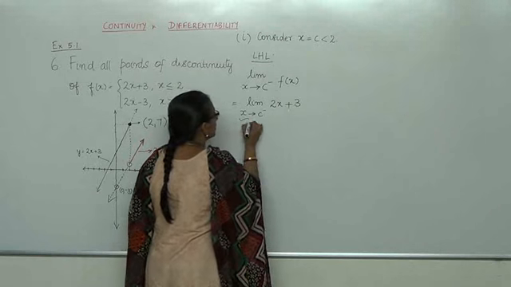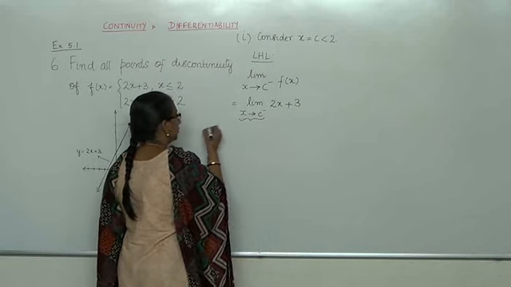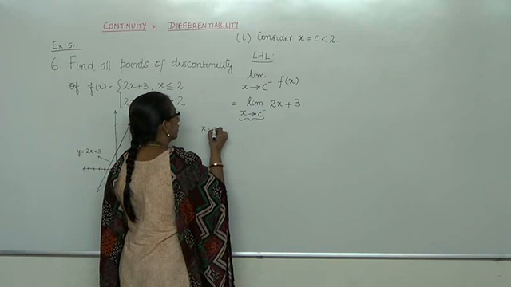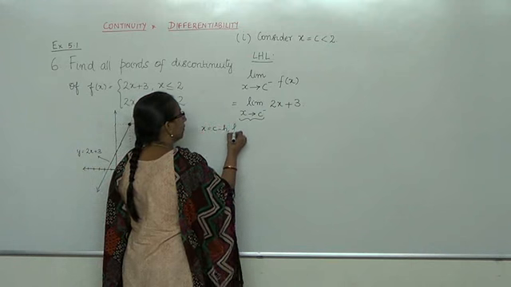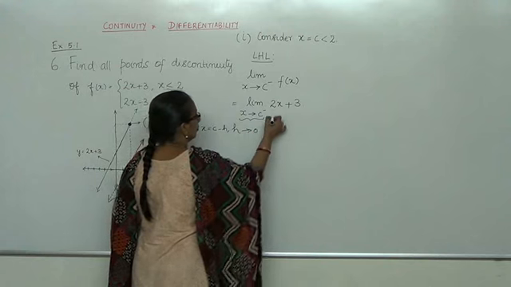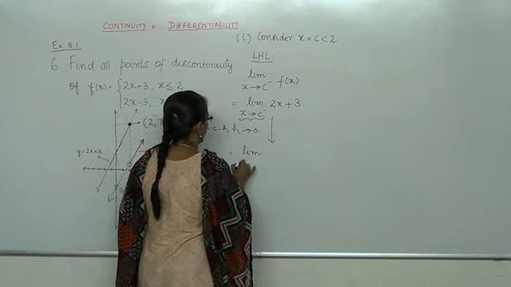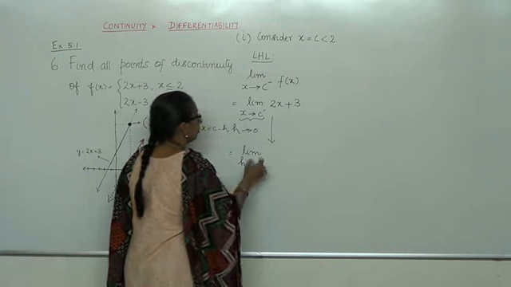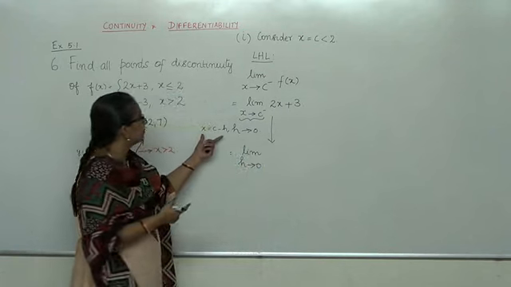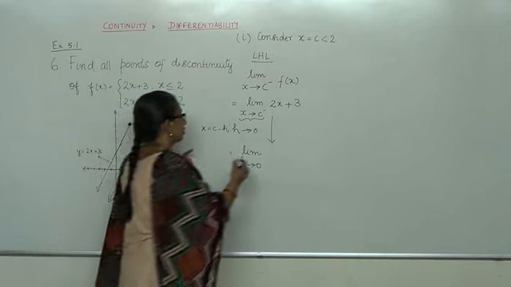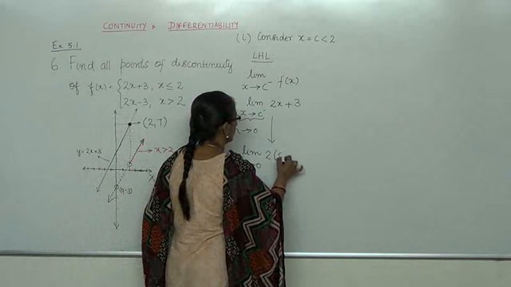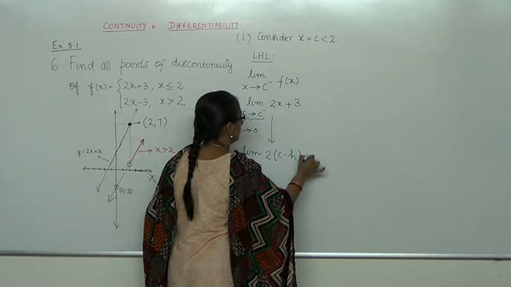Okay, now what does this x tends to c minus imply? It means x takes a value like c minus h where h tends to 0. So this step now becomes limit h tends to 0. Now x will be replaced by c minus h. So it is 2 into c minus h plus 3.